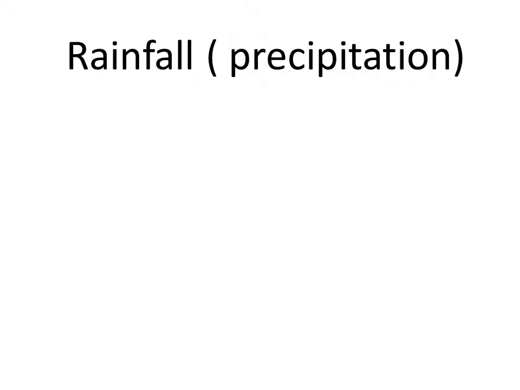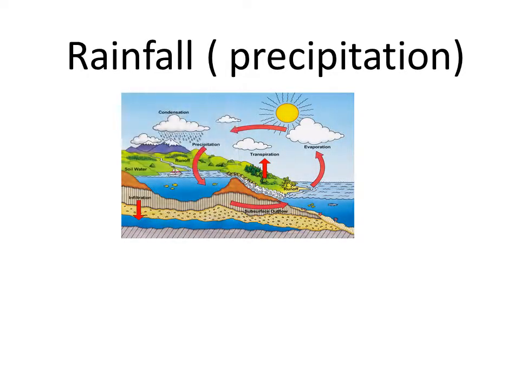Next element of weather is rainfall. Precipitation is another name for rainfall. Here, the water cycle is important to learn. Due to the hot sun, the water in the sea and other waterways goes up. This is called evaporation. The water contained in the trees also does the same thing due to the hot sun. This is called transpiration. Actually, we can't see these things with our naked eye.